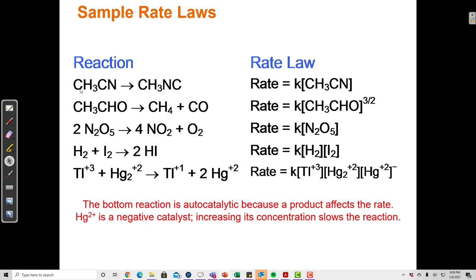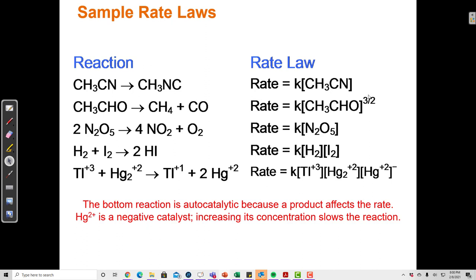Here's a reaction, CH3CN. There's only one reactant. The stoichiometric coefficient is 1, and the order here is 1. Again, that's a coincidence. They happen to both be 1, but that's not necessarily true for all of these. Here's another reaction. There's only one reactant, so we only have one term in the rate law. The coefficient for this reactant is 1, but the order of this reactant is 3/2. So here's an example where those are not equal, 1 and 3/2.